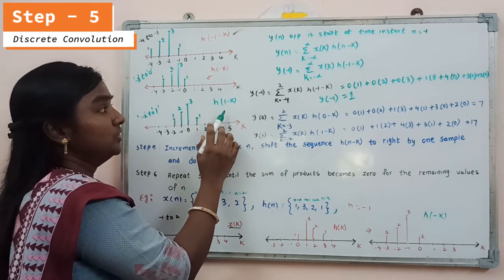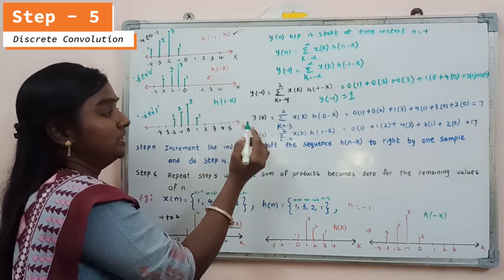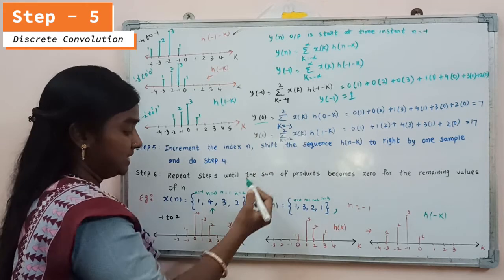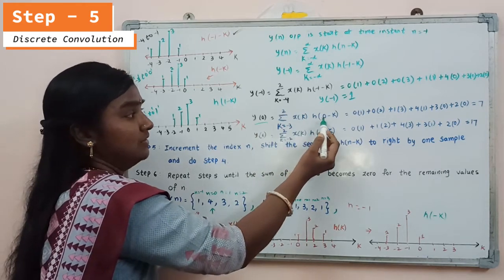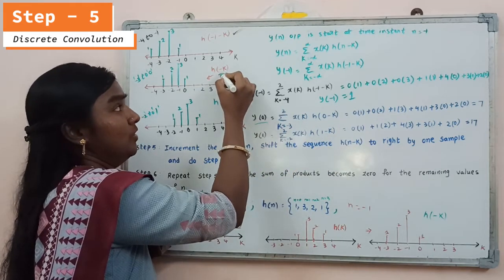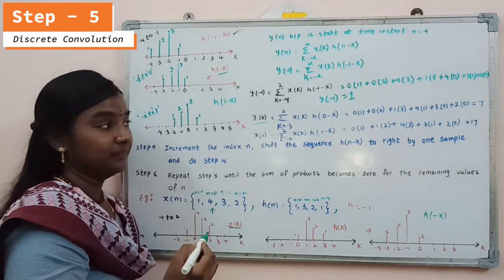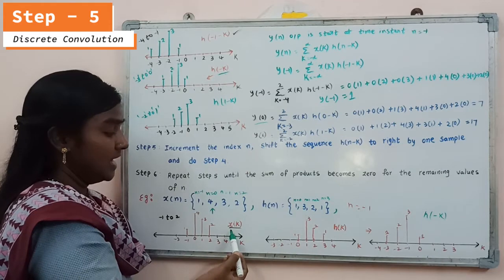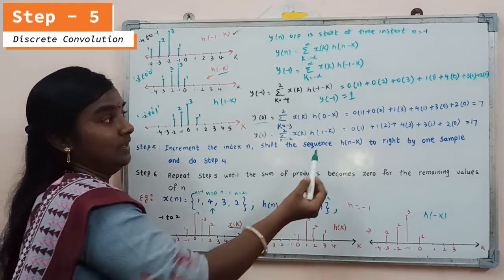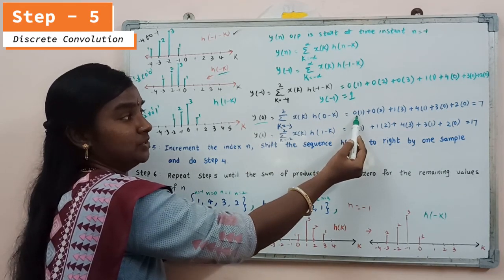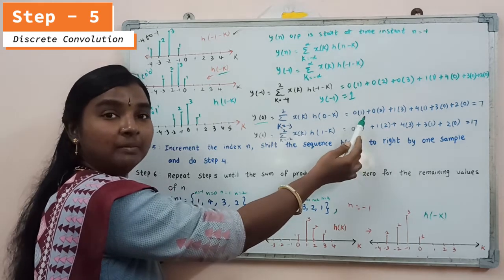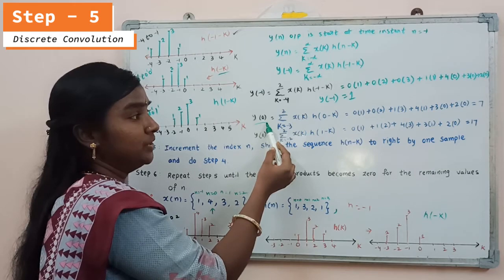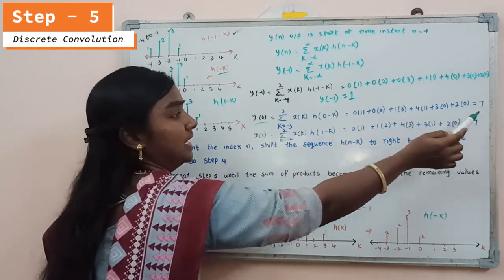So before going to this one, we need to find out the amplitude y of 0 by considering x of k signal this one, and h of 0 minus k, which is nothing but only h of minus k. Now by considering amplitudes regarding h of minus k signal and x of k signal, these are the amplitudes we can write. After doing multiplication and addition operation, the y of 0 amplitude is going to be 7 here.